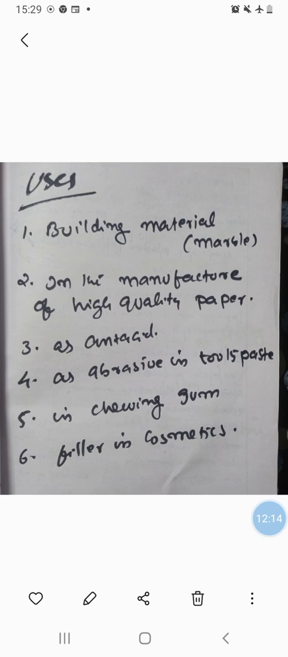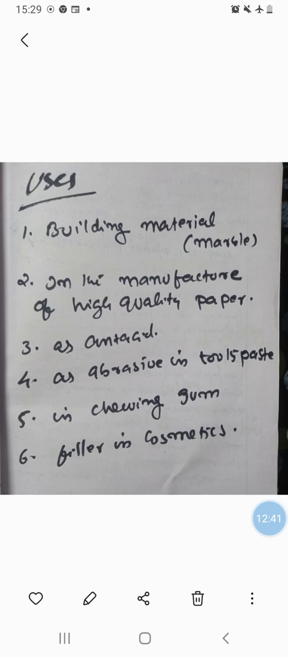Now uses: it is used as a building material in the form of marble. It is used in the manufacture of high quality paper. It is used as an antacid. Antacid means the substances that reduce the acidity of stomach. That is antacid. And it is used as an abrasive in toothpaste.